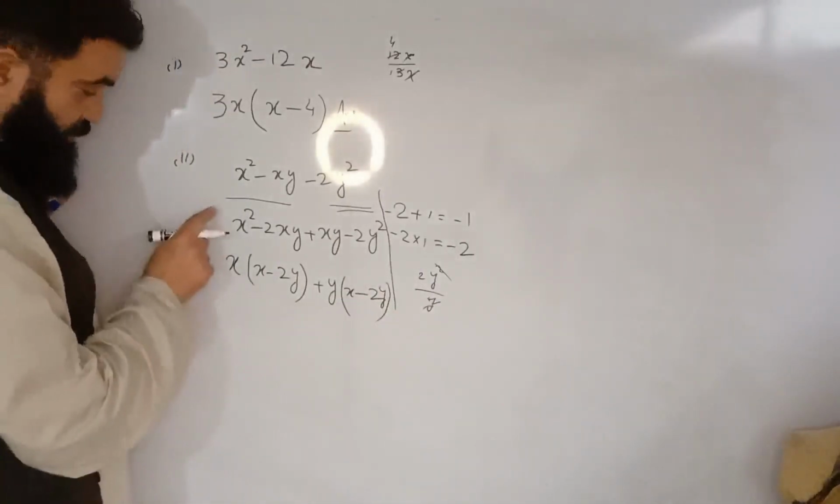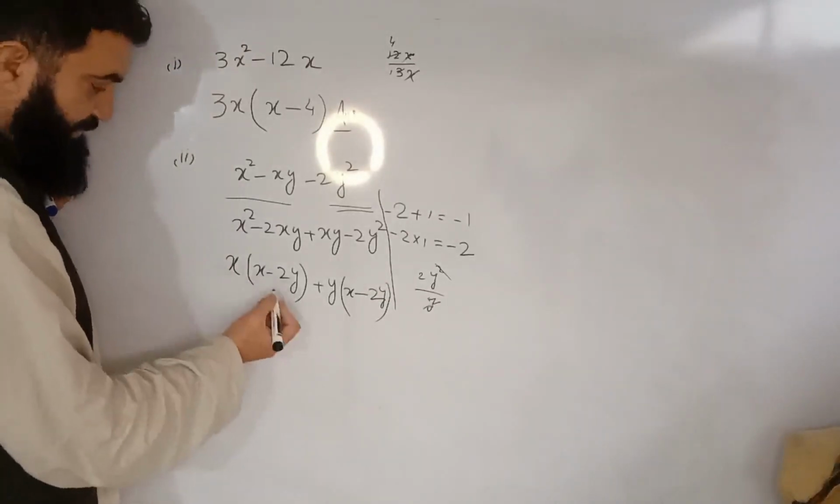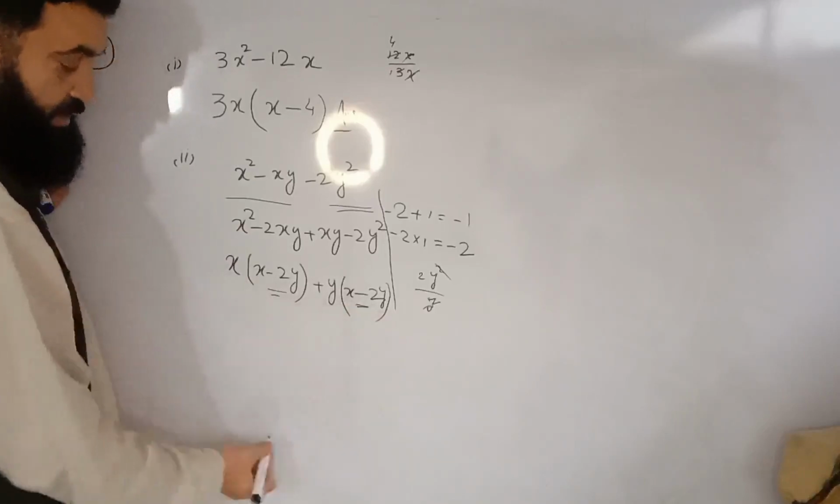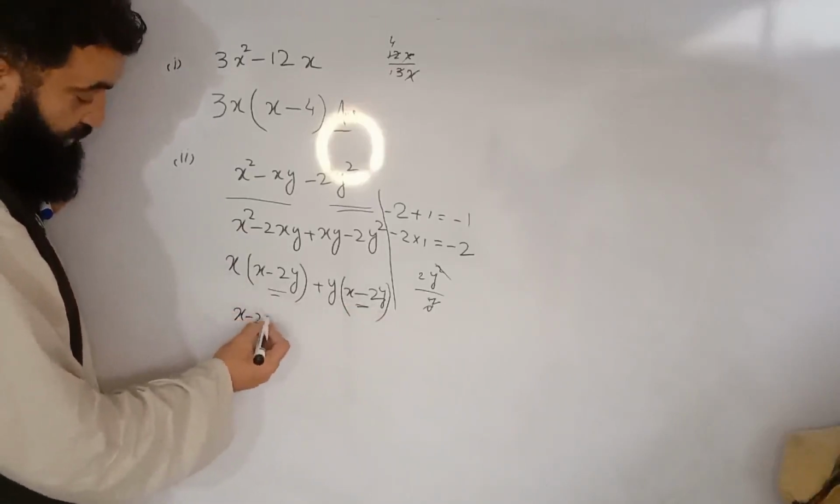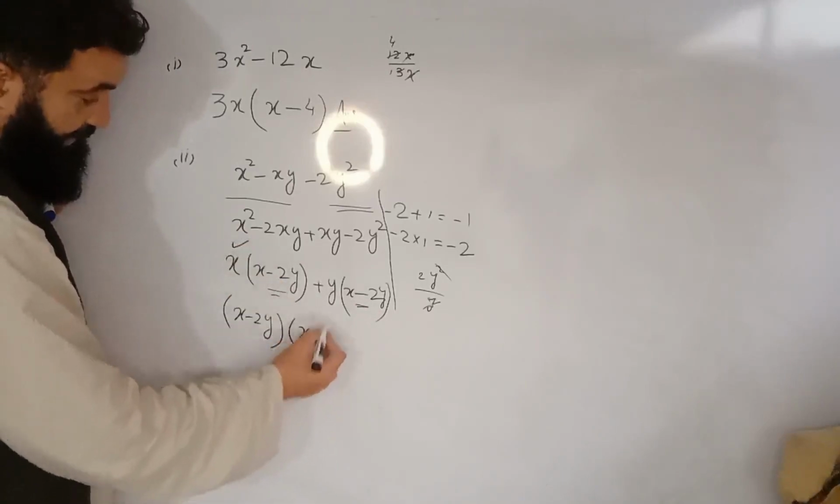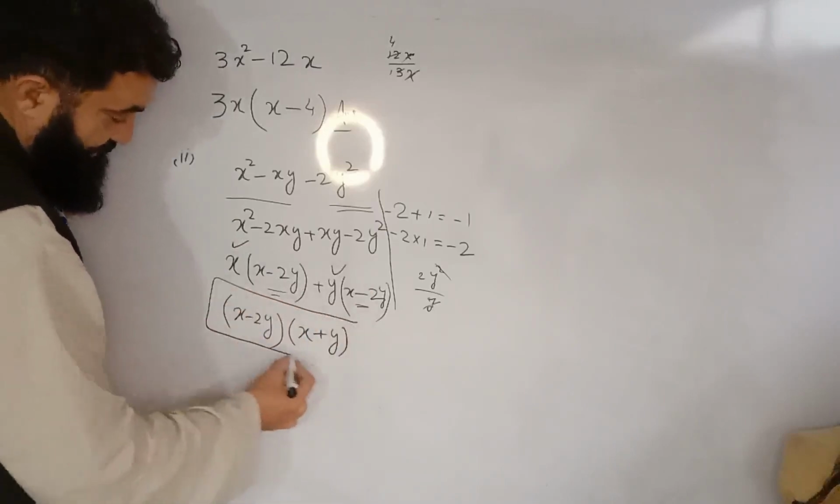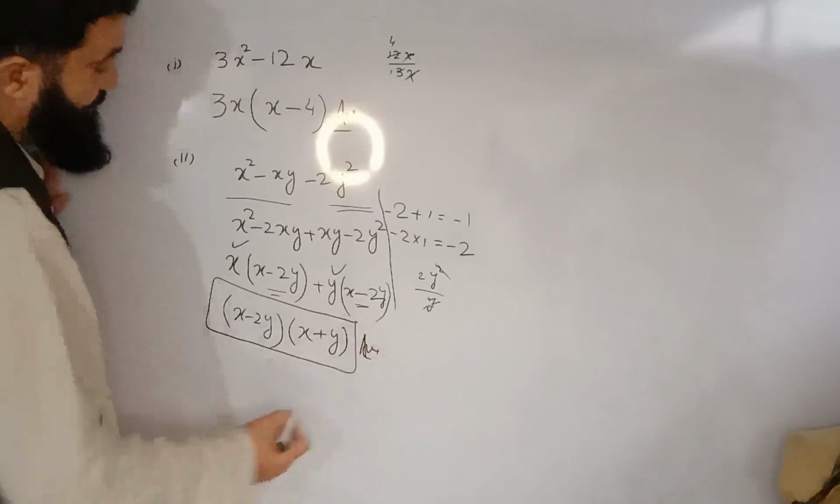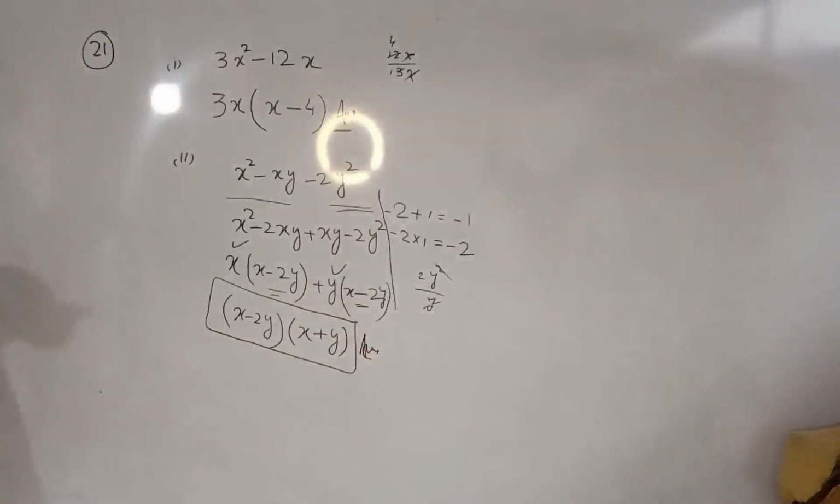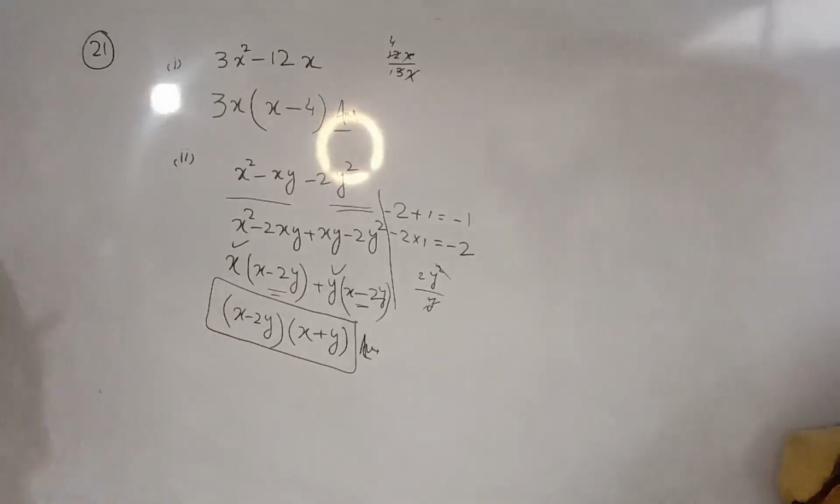Now again, if your process till here is correct, then you will get the same factor there, x minus 2y. It is again common, x minus 2y. Here we get x and from here we get plus y. So this is the final answer of the factorization of the expression x square minus xy minus 2y square, which has been completely factorized as x minus 2y into x plus y.